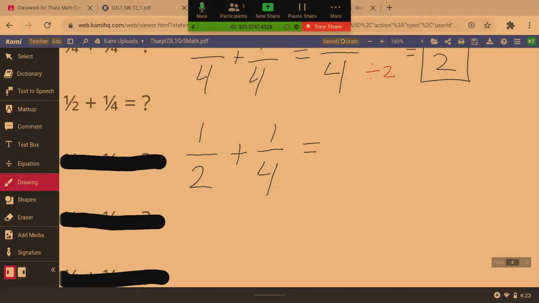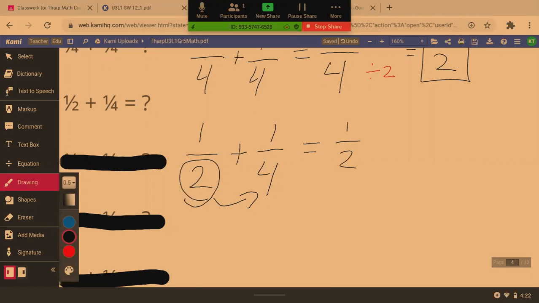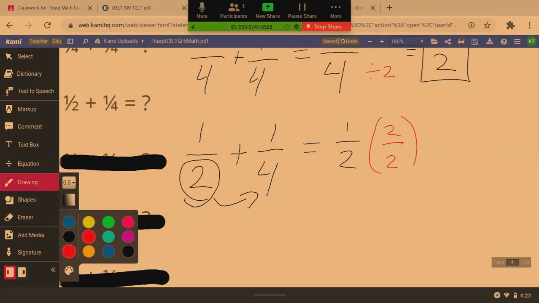So I want to get 2 into 4. That would be the easiest option because the denominators need to be the same. Well, what can I multiply 2 by to make it 4? 2 times 2 equals 4.